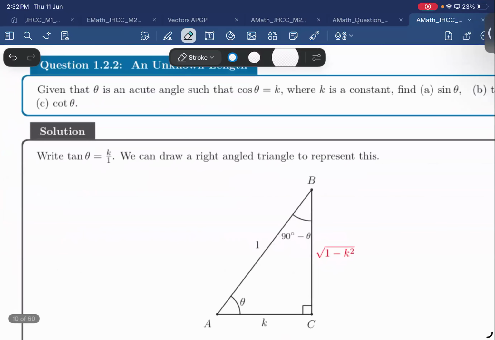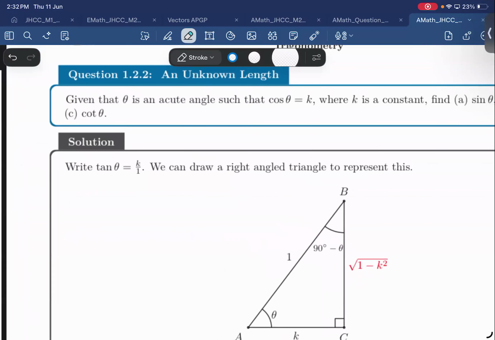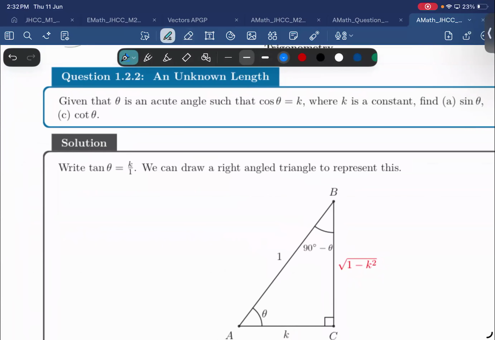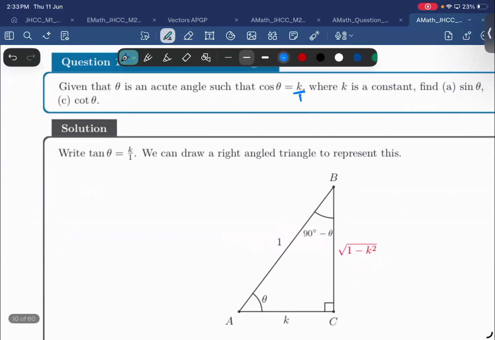Okay, I think the triangle should look like this. So that's a clue, right? Cosine theta equals k means it's k divided by 1. That's what I did. Once you have 1 and k, then the other side should be easy to find. So this is the trick. The trick that I use is k just k divided by 1. So adjacent is k and then the hypotenuse is 1.